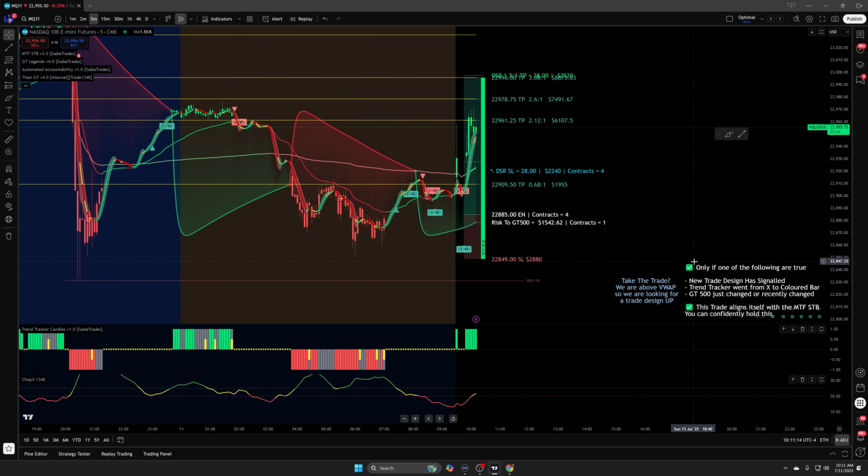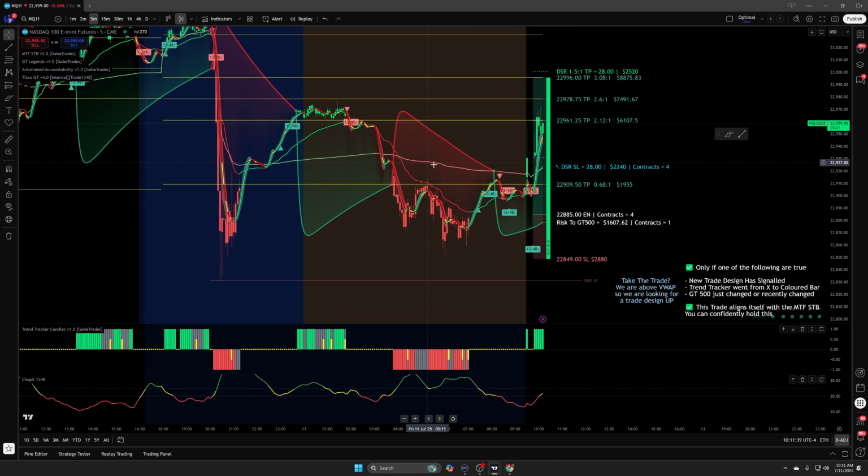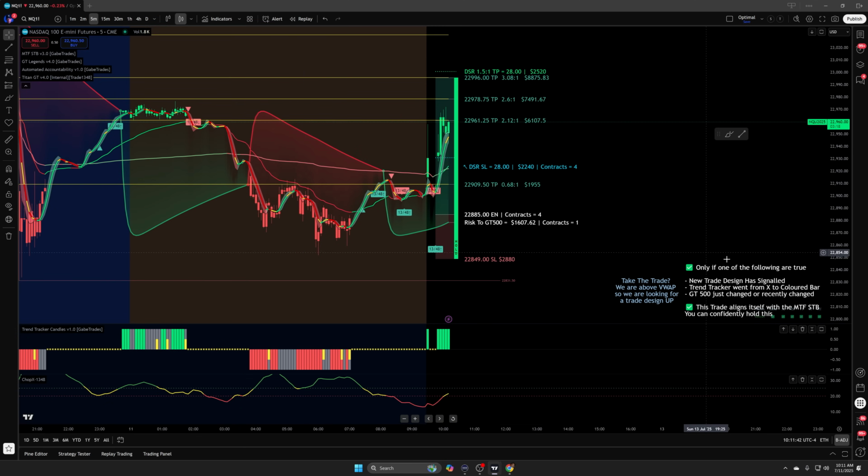Now, we also have a coach. This is an AI coach. And what this does is it helps you to implement good practice as a trader. Again, these are checkpoints here. We ask, take the trade. Are we above VWAP? If so, we're looking for a trade design up. So VWAP would be this line, also color coded, right? In addition to the 200. And then we challenge the trade and we check the trade only if one of the following are true. It's a new trade design, which we have right here. This is a trade design, guys, with the risk to reward. As you can see, we have our risk box here.